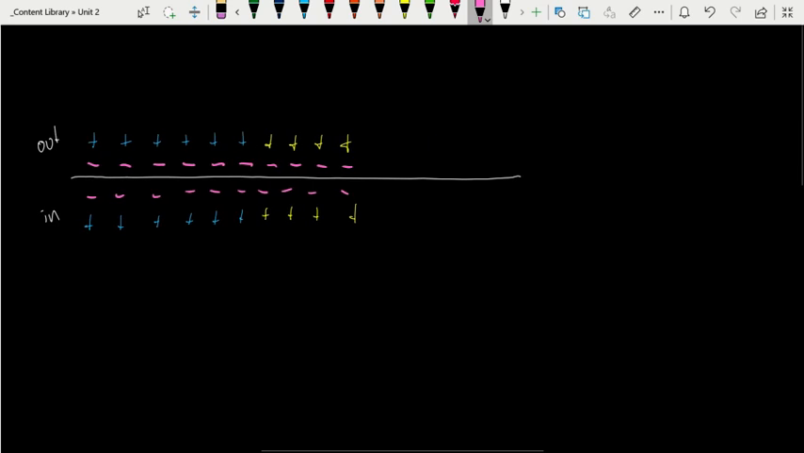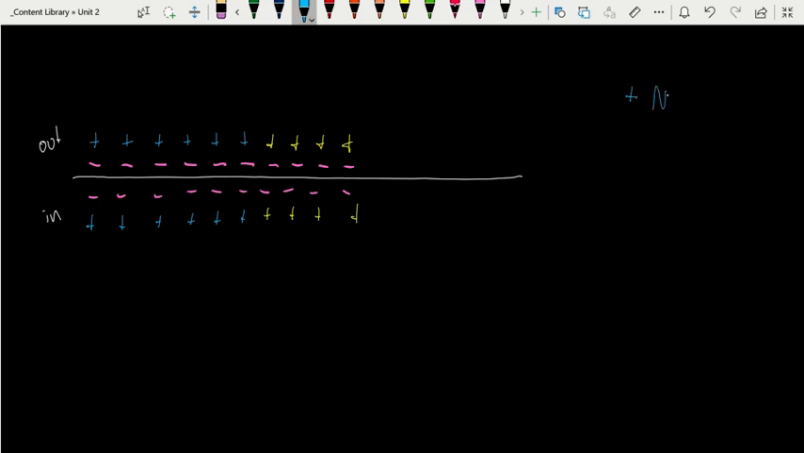Now, as we think about this, let's identify some of these. The positive, we're going to call this sodium ion. The yellow one, the yellow positive, we'll call this potassium ion. And the negatives, some of it's going to be chloride, but most of these are just actually negatively charged proteins inside the cell. Okay, so this represents equilibrium.